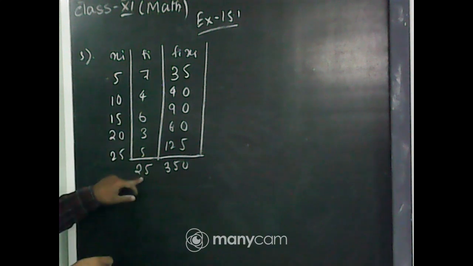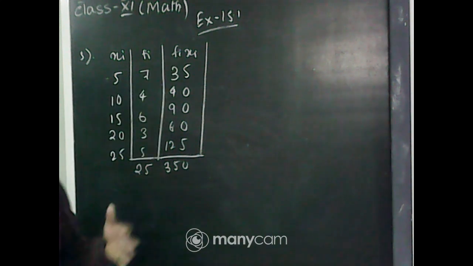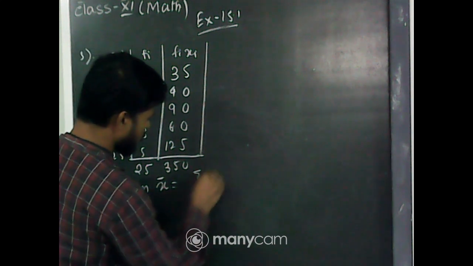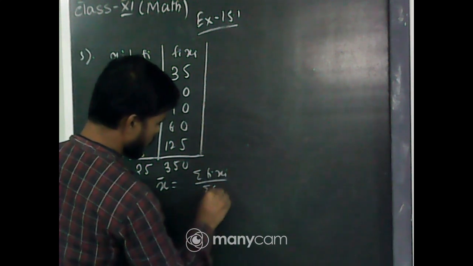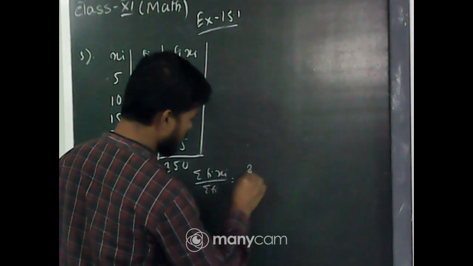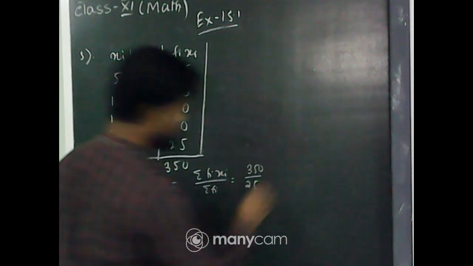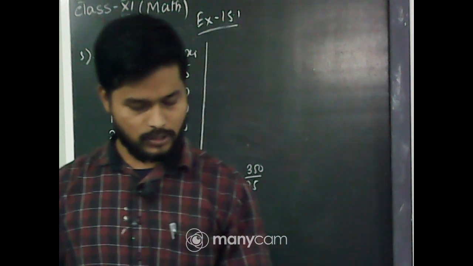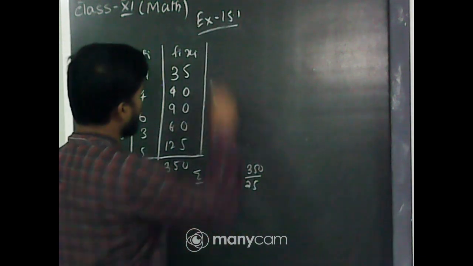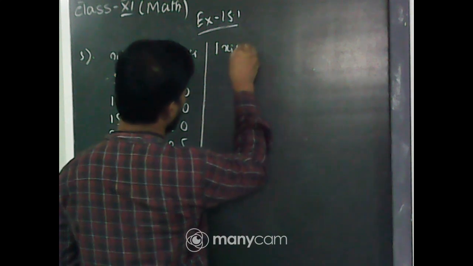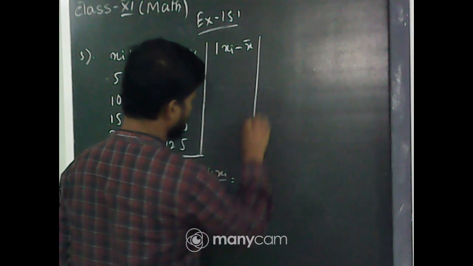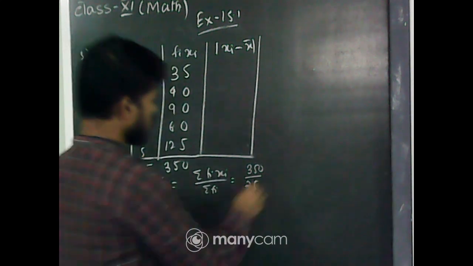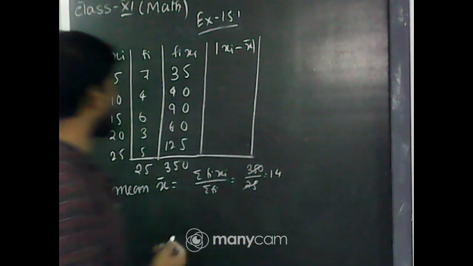So, the sum of fi is known, the summation of fi xi is known, then find the mean of the data. The mean x bar, the formula is summation of fi xi by summation of fi. Put the value: 350 by 25. So, first we have to find the mean of the data. Whenever mean is known, then we have to find the absolute deviation of the data from the mean, means modulus of xi minus x bar. So, this result is 14. So, mean is 14, clear.